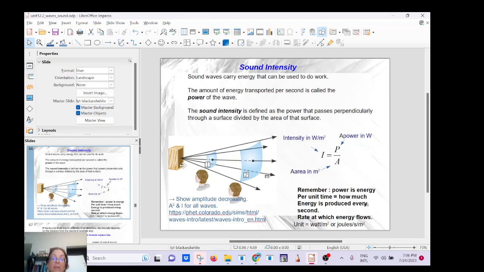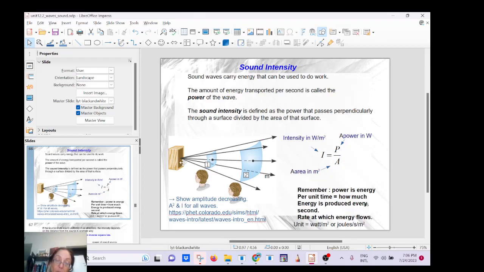Typically, if it's a very small speaker that you use for a hobby, it's going to be 8 watts. If it's a big speaker, it could be 20 watts. Okay, so 20 joules per second. And it's flowing away from the source, right? So power is the energy produced per unit second.